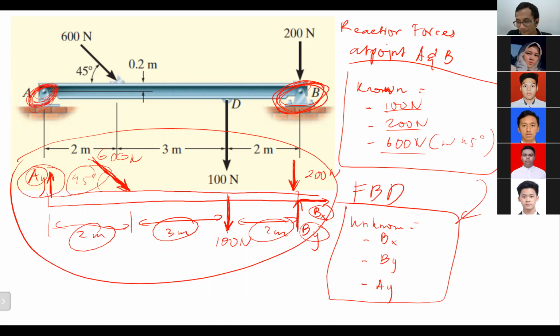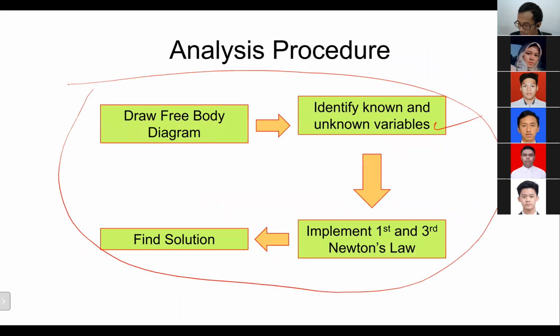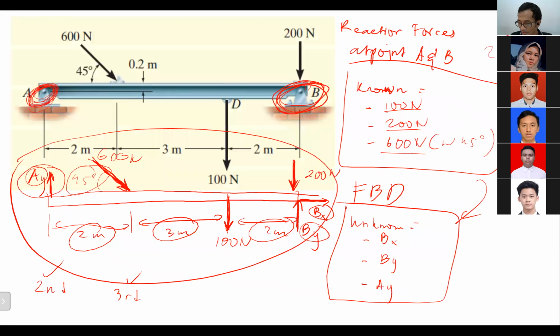So now we finish the second step. The second step checklist, we check it already. Now the third step. What was the third step? The step is to implement the first and the third Newton's laws. So basically, try to solve for Bx, By, and Ay.